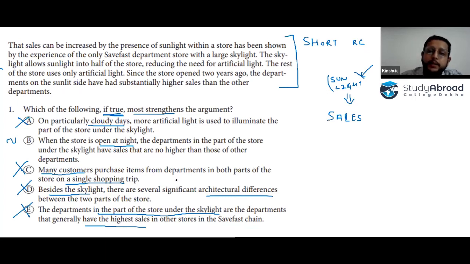So what will be the right answer? Answer choice B will be the right answer. All right, let's move on to the next passage.